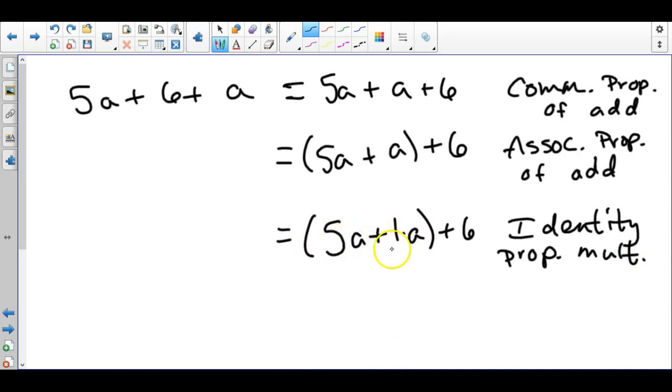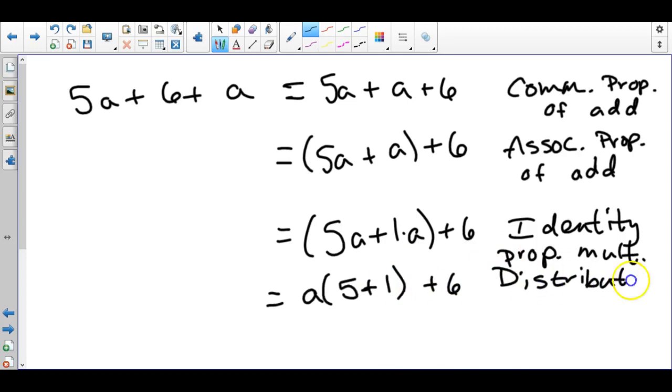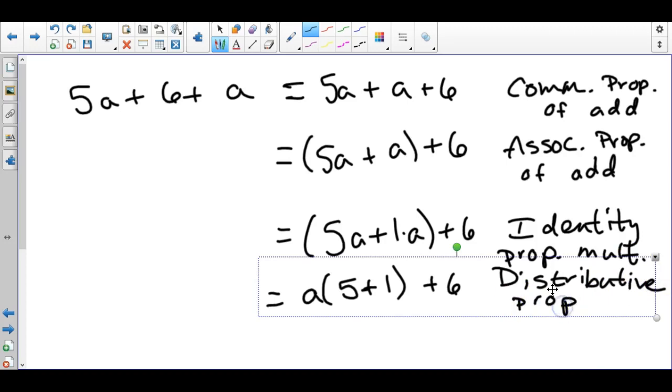So now that there is a number in front, I can get to a place where I can add these together. When we add these together, what we're really doing is kind of backwards distribution. I'm going to take out the A and have just the 5 plus 1. So we did distributive property backwards, which is okay. Even if you go backwards from the right side to the left, it's still the distributive property.